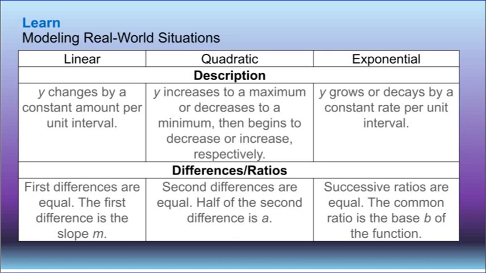So you can be using the first difference, and if the first difference is the same, it's linear. For a quadratic, you're going to find the second difference, and the second differences are going to be equal to each other. Half of the second difference is going to be your a. And then it says your exponential ratios are equal, so the common ratio is the base b of the function. That means to find the ratio, you just take one y value divided by the previous y value.